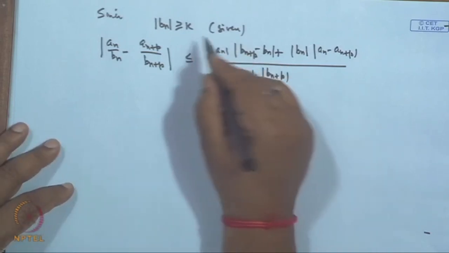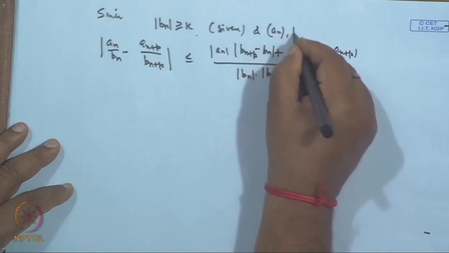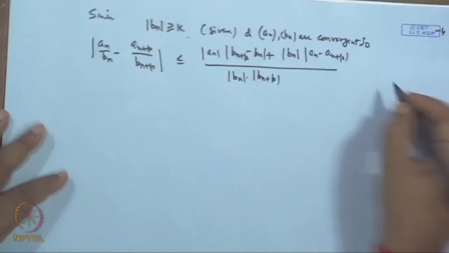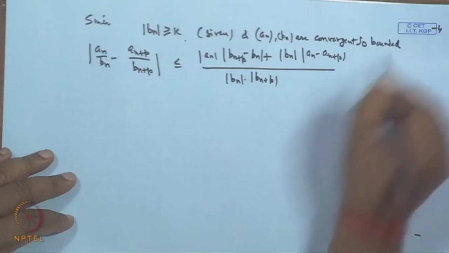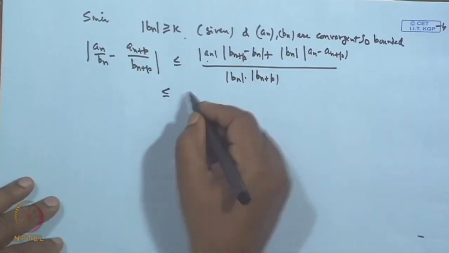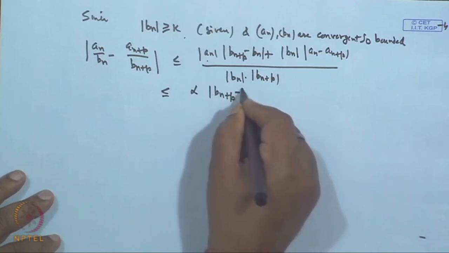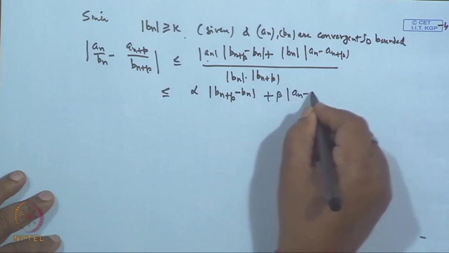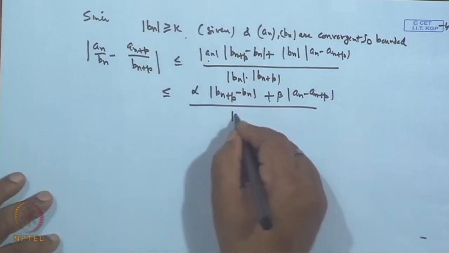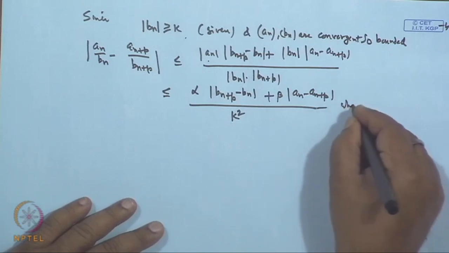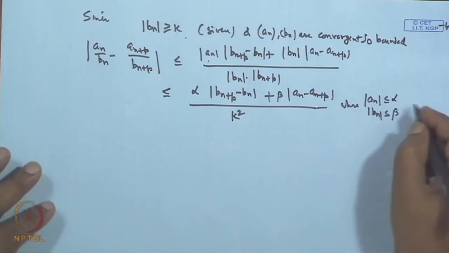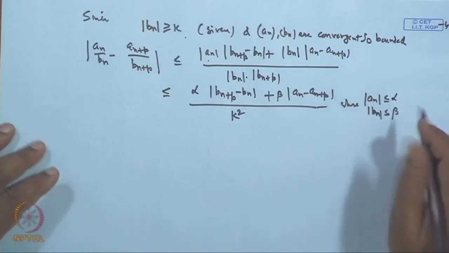Now, the sequences a_n and b_n are convergent, so bounded. Therefore, there exist alpha and beta so that |a_n| is less than or equal to alpha and |b_n| is less than or equal to beta, where alpha and beta are both positive because of the boundedness. So, this is less than or equal to alpha times |b_n+p minus b_n| plus beta times |a_n minus a_n+p|. And since |b_n| is greater than or equal to k, 1 by |b_n| is less than or equal to 1 by k, so this is k square.